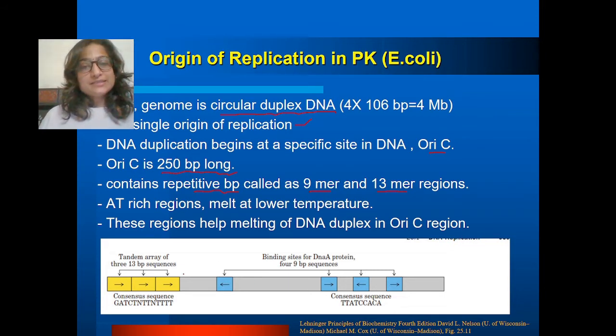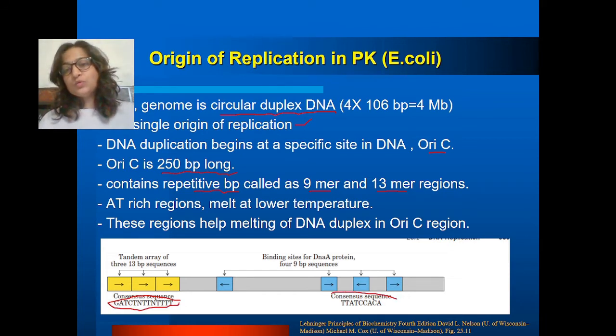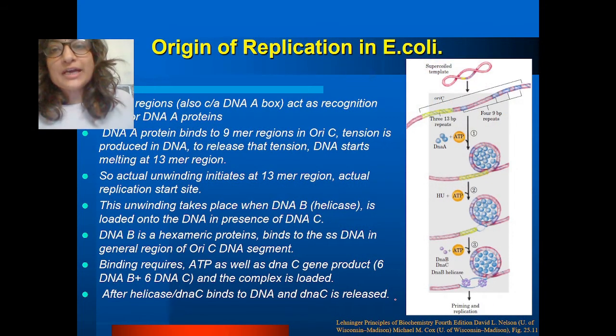And these are AT-rich sequences, so that melting occurs at lower temperature even. And these regions help in melting of the DNA duplex in the ORI-C region. So look at the figure, you have these 9-mer regions and then 13-mer sequences. And if you look, the sequences are consensus, means they are conserved, and they mostly comprise AT. So AT-rich sequences. So that was about the structure of origin of replication in E. coli.